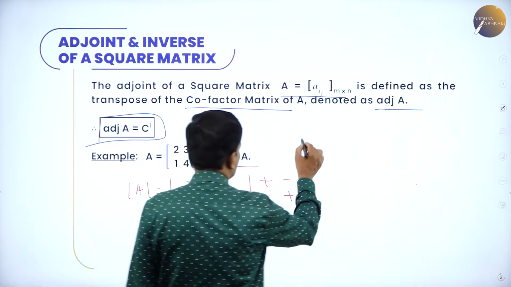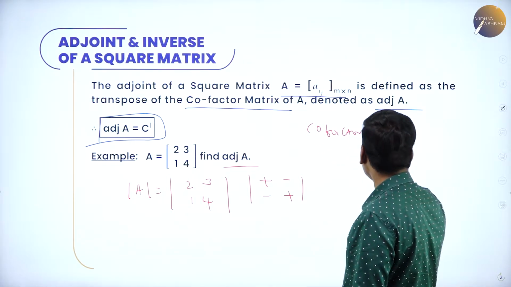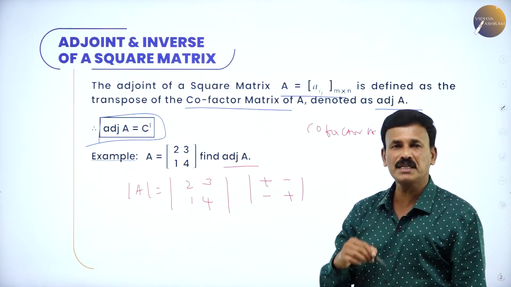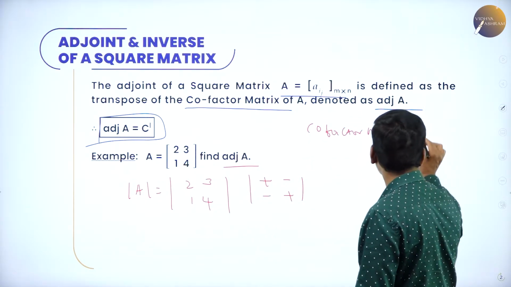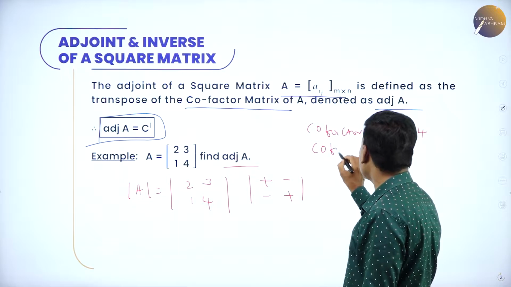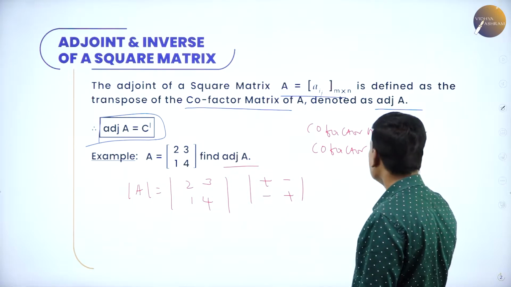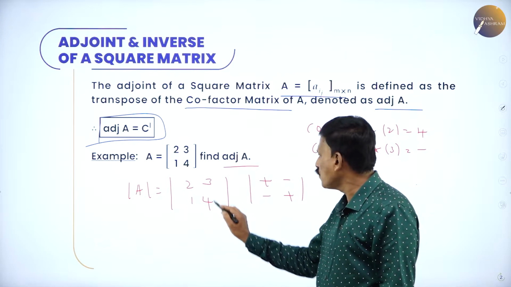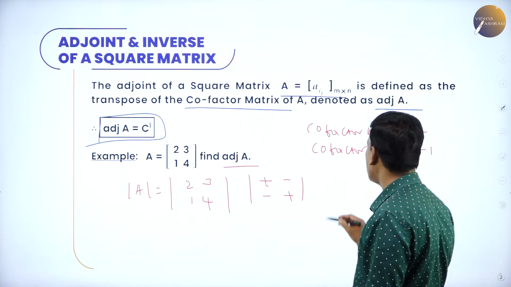Cofactor of first element 2 is obtained by deleting the row and column containing that element. Delete this row and column, 2, 3, 2, 1 is gone. What is left over is 4. So, the cofactor of 2 is 4. Similarly, cofactor of second element 3, what is the sign? Sign is negative. Delete the row and column containing 3, this 3, 4, 3, 2 is gone. What is left over is 1. The cofactor of 3 is 1.